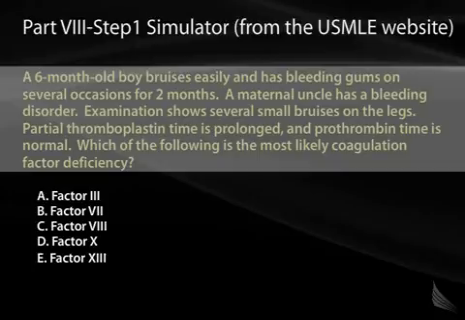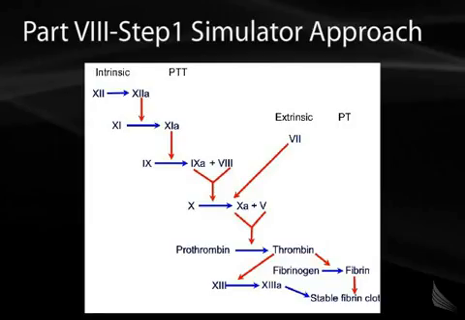Well, remember your pathways, your intrinsic and your extrinsic. Your intrinsic involves 12, 11, 9, 10. Your extrinsic involves 7 and 10. Which one is PTT and which one is PT? A good way to remember it is just to remember PTT is the longer test, so it goes with the longer pathway, the intrinsic pathway. PT is extrinsic, shorter. So if the extrinsic pathway is affected, then think prolonged PT. If it's the intrinsic, then think prolonged PTT.